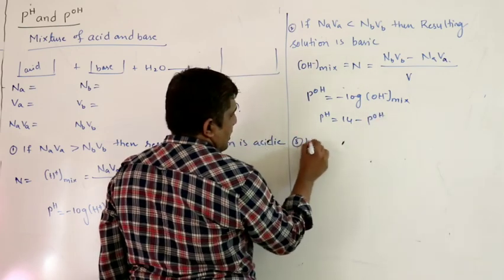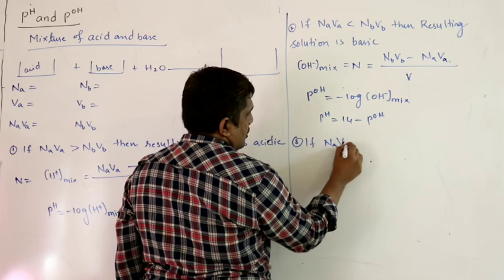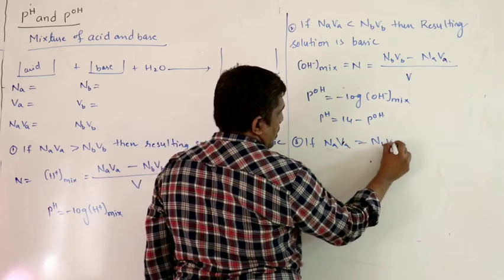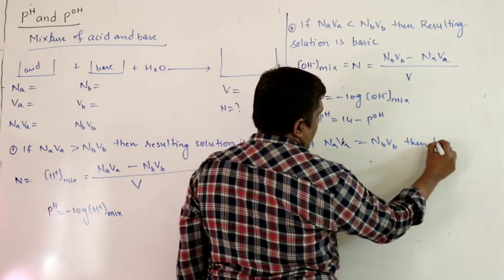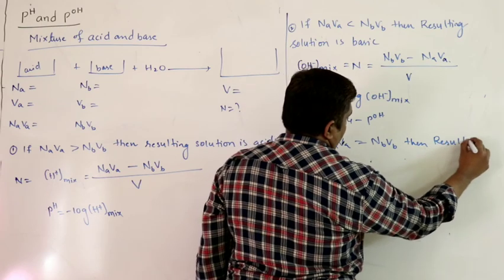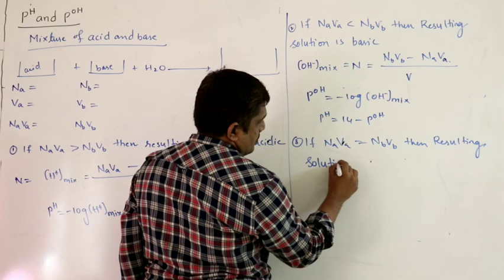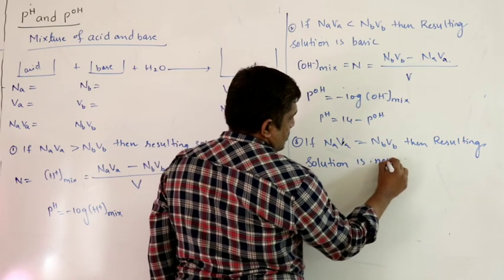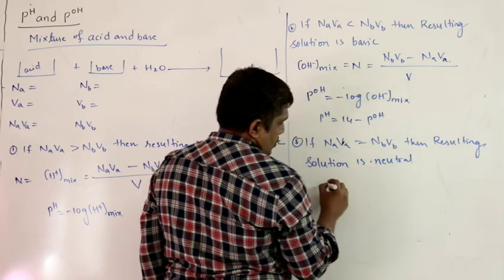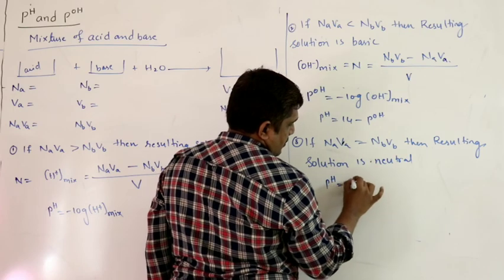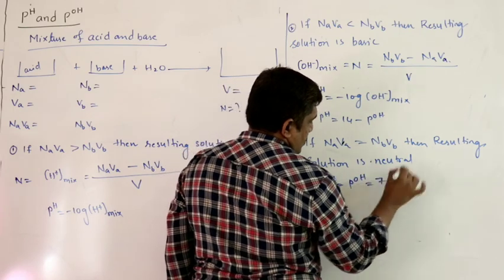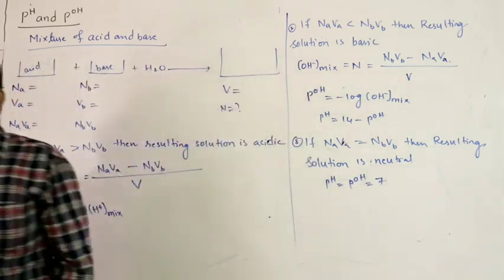If both are same, then resulting solution is neutral. Already we have studied these formulas. So if it is neutral, then pH must be equal to pOH equal to 7, of course at 25 degree Celsius.